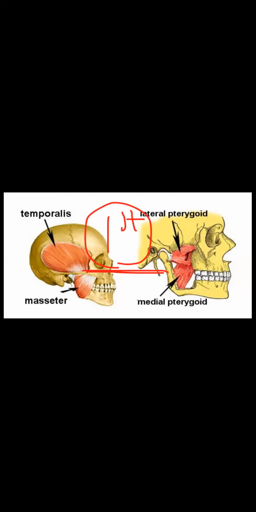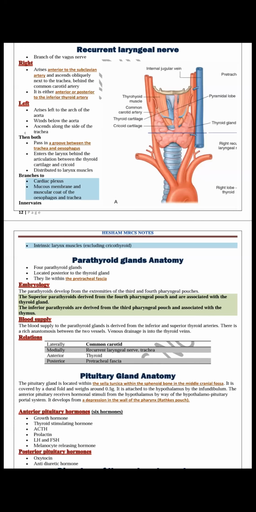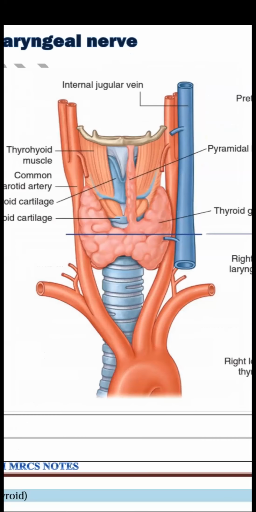Then you have the thyroid gland. We will learn the anatomy of the thyroid gland after muscles of mastication. Here, this is the thyroid gland, as you see in this picture. Thyroid gland is formed by 2 lobes, which are connected by the isthmus, and this may be related to a pyramidal lobe above it.